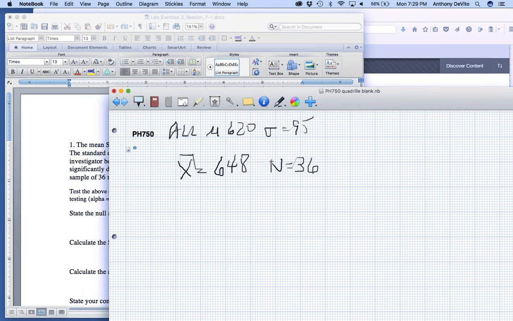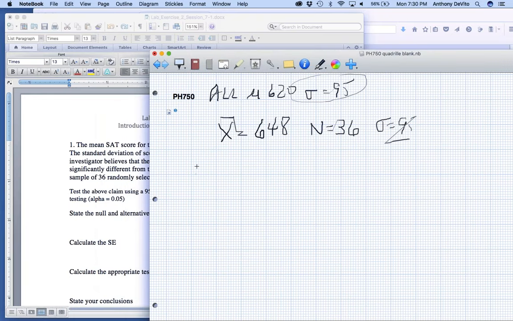I'm going to say to myself, I have no reason to believe that the standard deviation for the psych students is any different than it is for all students. So I'm going to use the same standard deviation, maybe a little bit of a reach, and say I know the standard deviation of this population. So now I want to see if I can apply this to say whether or not there is a difference between these two populations.